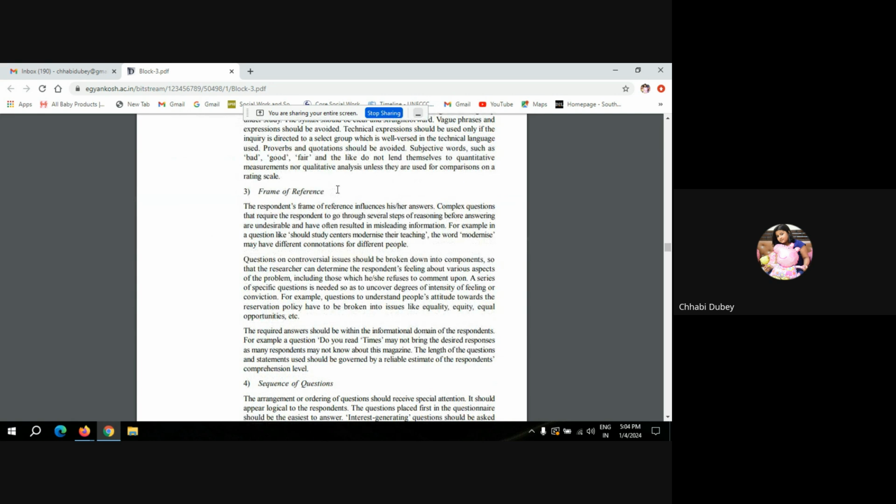The third is the frame of reference. The respondent's frame of reference influences the answers which are given by the respondents. So if we ask very complicated questions, they may have a lot of problems in answering. So we need to break down questions which are either very complex or are controversial issues. We need to break them down into different components so that the researcher can determine the respondents' feelings about the various aspects of the problem.